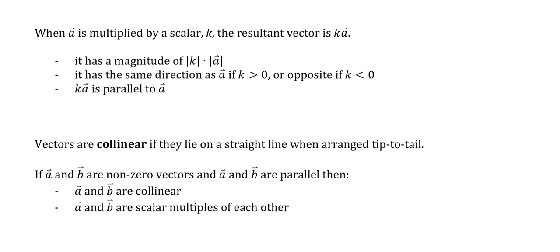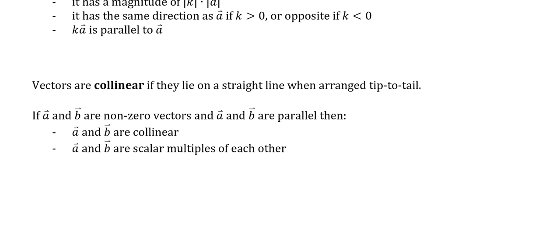And then this is just another definition before we move on, and actually we're going to show something as well. Vectors are collinear if they lie on a straight line when arranged tip to tail. Similar to parallel, but collinear usually means they're actually in a line together because they're arranged tip to tail. So if A and B are non-zero vectors and A and B are parallel, then A and B are collinear, and A and B are scalar multiples of each other. What does that mean?